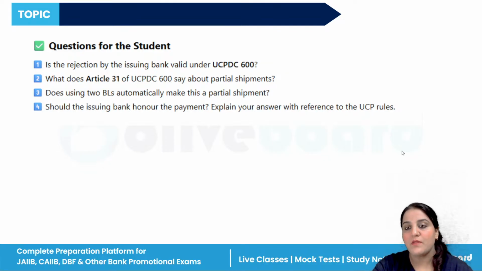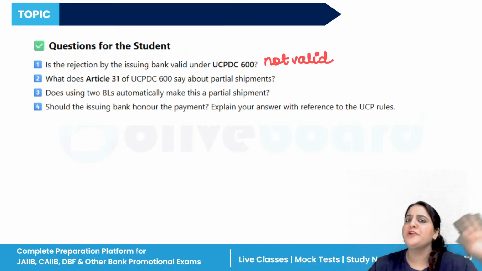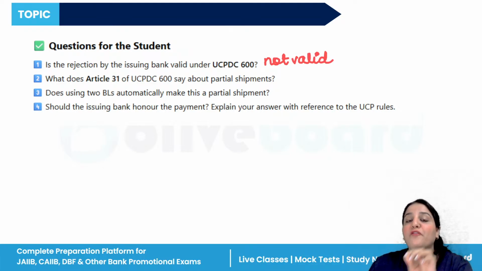See, here the rejection is not valid. Not valid according to the rules of UCP 600. So the answer is this, not valid, according to the rules of UCP 600. What does Article 31 of UCPDC 600 say about partial shipments?